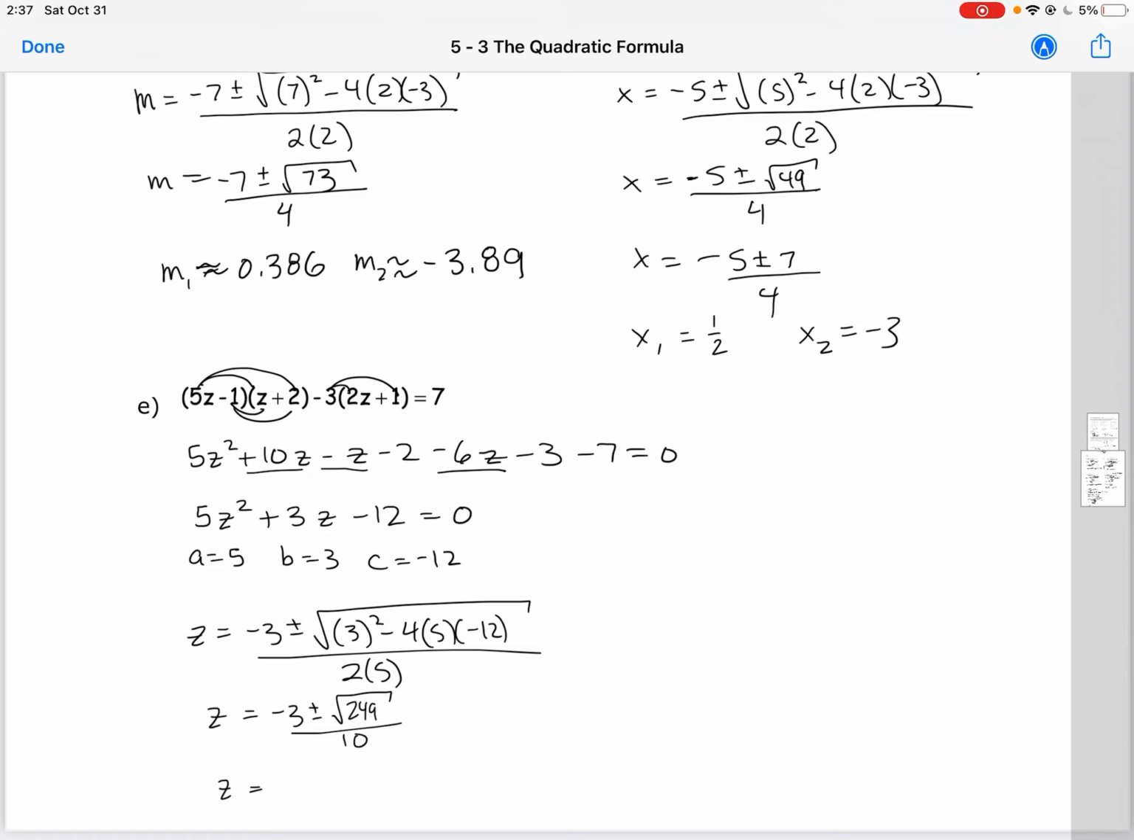And then what I can do here is put that into decimals. So I've got minus 3 plus root 249 divided by 10 gives me approximately 1.28. And then my other one is minus 3 minus root 249. And I'm going to divide by 10. So here I get approximately minus 1.88. Another tool in your toolbox for solving quadratic equations.